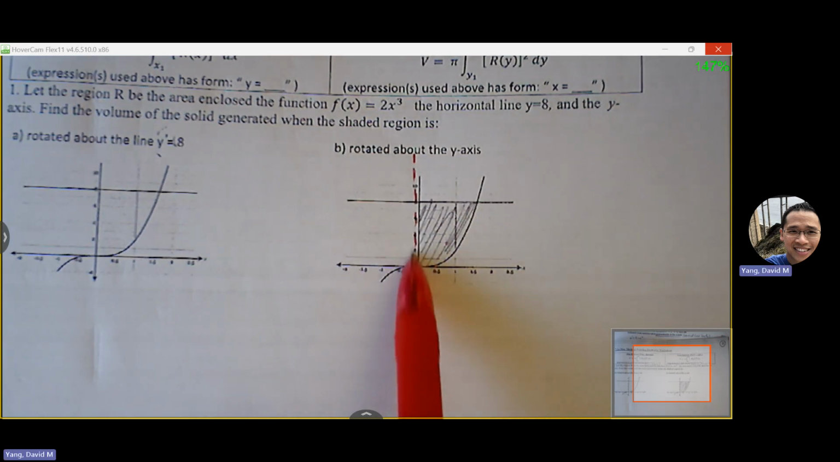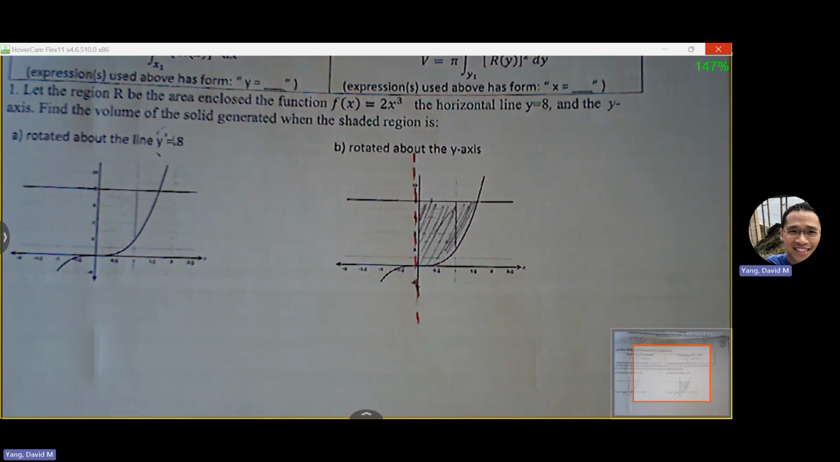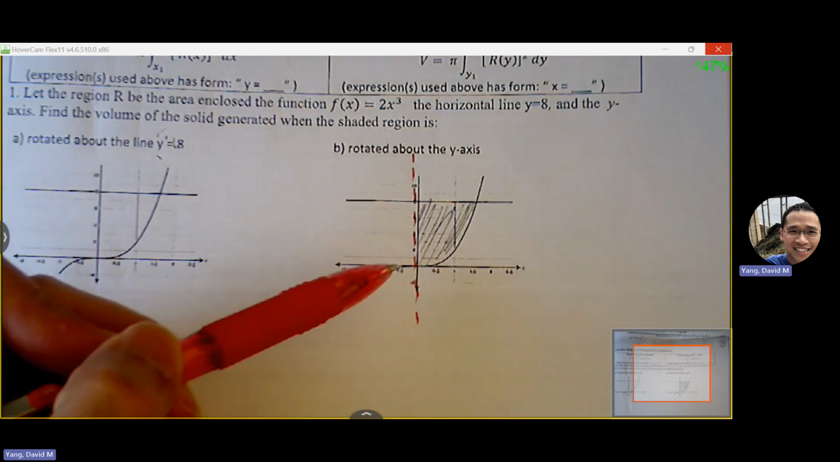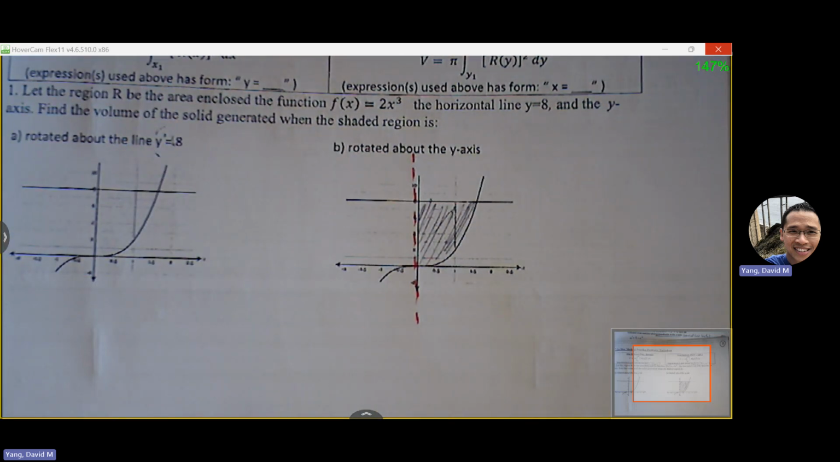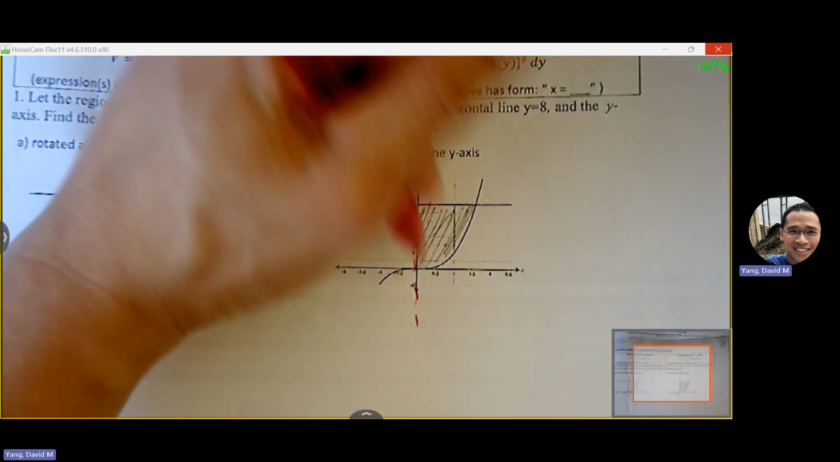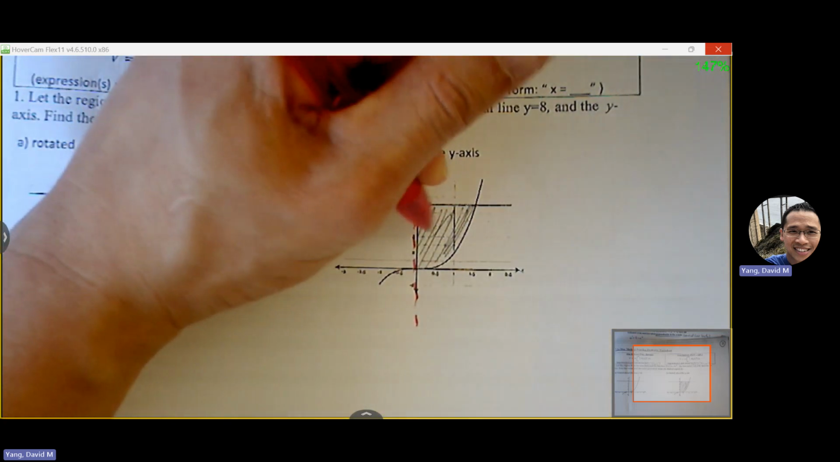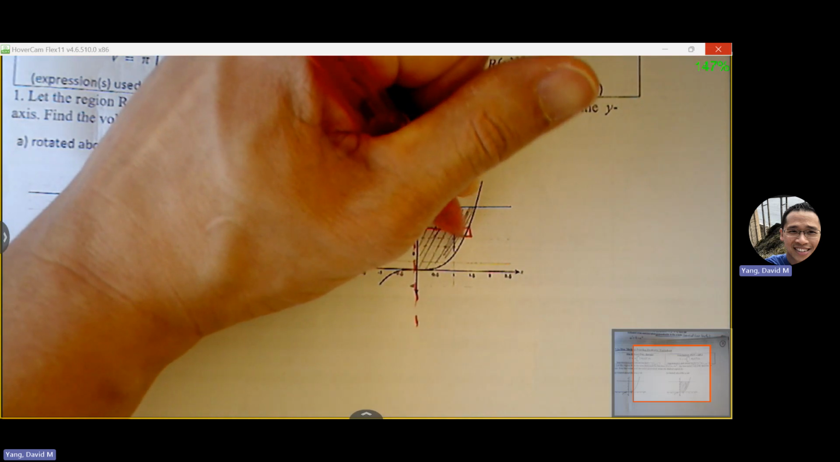You see any gaps between the dotted line and the shaded region? Right, no gaps, right? So it's a flat surface up against the dotted line. This is going to be disk method. All we need is one radius. However, remember your radius and your axis of revolution are always going to form a T. So we have to draw our radius horizontally because our axis is vertical. So all we need is one radius.